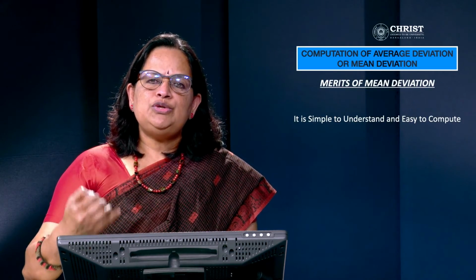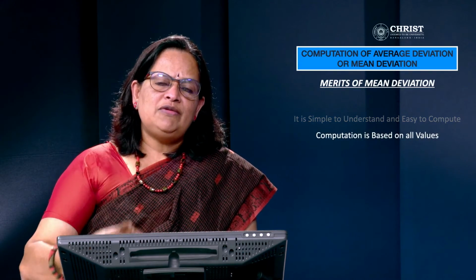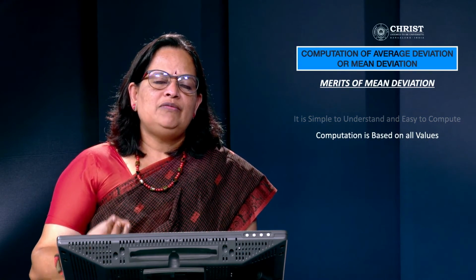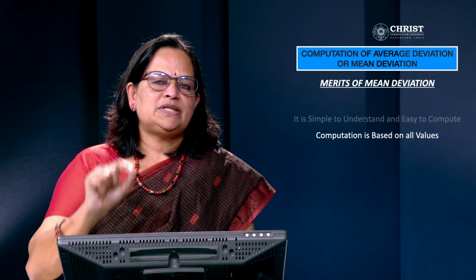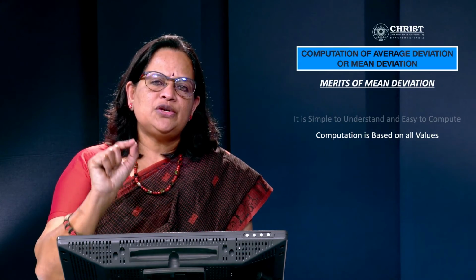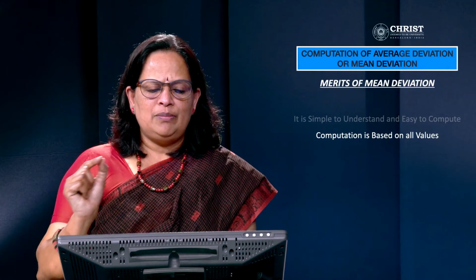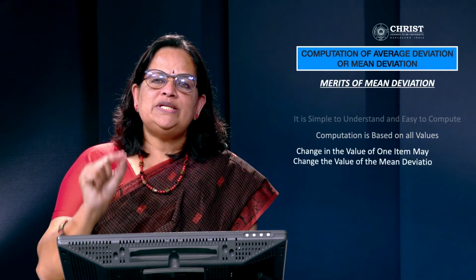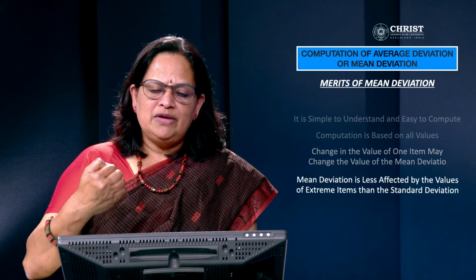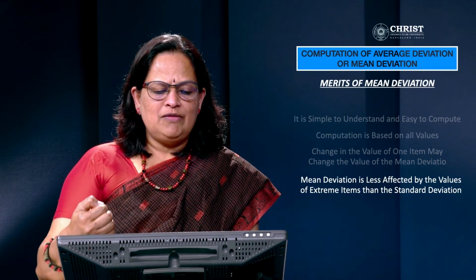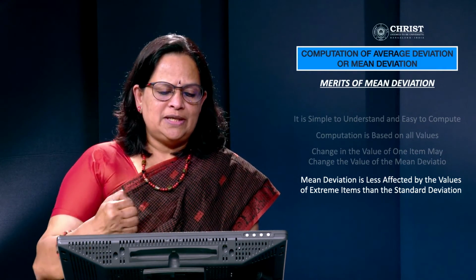Now the merits of mean deviation. Mean deviation is simple to understand and easy to compute. Then another thing you have to remember, all the values are considered for the computation. We have seen that range uses only two values, lower limit and upper limit, and quartile deviation considers only 50% of the values, whereas for mean deviation we are considering all the values for computation. Now a change in one value may change the value of the mean because computation is based on all the values. Mean deviation is less affected by extreme values than standard deviation. So this is another advantage over the standard deviation.